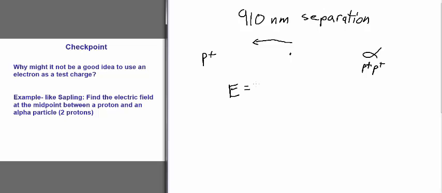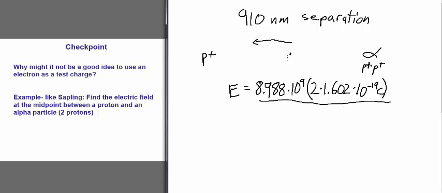So looking at the alpha particle, here is our kq over r squared. K is this. Q is 2 times the charge on a proton. And the distance is the distance between that particle and the point at which the field is being created. So that is not the distance between the two particles, it's half of the distance between the two particles. I mean, we could just plug in 910 nanometers, but then we'd be finding the field at this point all the way at the other particle. And I'm converting that into SI units of meters and remembering to square.